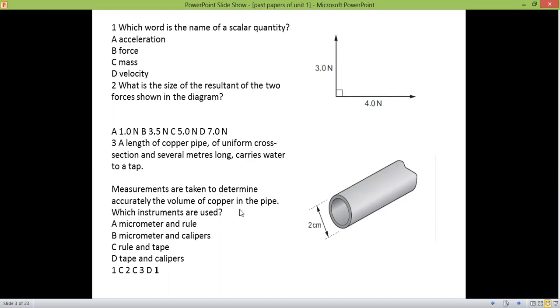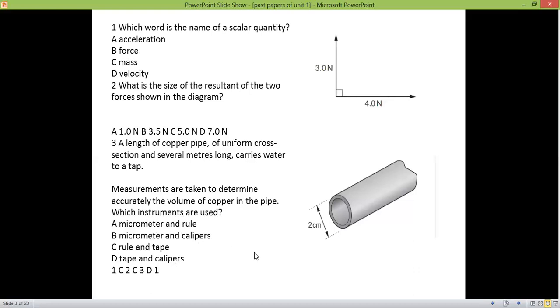So in this question, measurements are taken to find the volume of copper in the pipe. In order to calculate the volume, we need the value of this diameter plus the length. Length is mentioned, it is several meters long. So tape will be taken, and in order to measure the external diameter, caliper will be taken because micrometer measures length less than 2 centimeters. It cannot be used to measure this length. So correct answer is D.